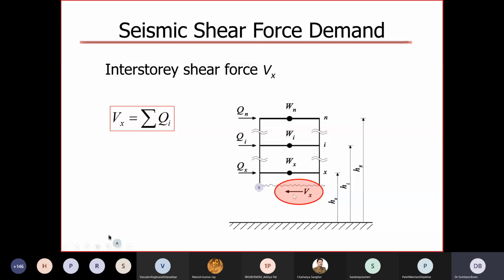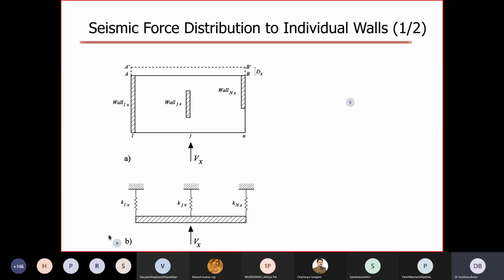That story shear force is then distributed to different walls at that level. Normally in masonry structures or in wall structures, we are looking at the force at the ground floor level, because that's where the forces are the largest, if the distribution of walls is regular along the building height. So here is a very simple plan of a building with 3 walls.